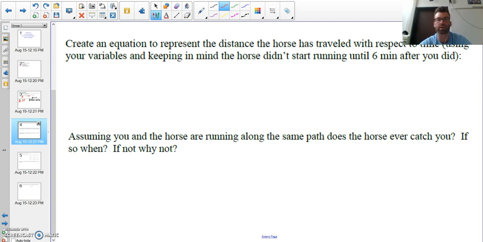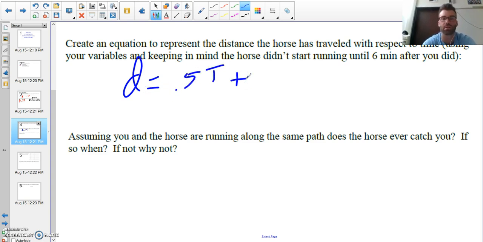All right, so I'm going to kind of walk you through this one because I believe it can be a little bit complicated. So I know that the horse traveled 0.5 kilometers per minute. So there's this distance equals 0.5 kilometers per minute, and plus some value, I'm just going to call it x. All right, because the horse started running 6 minutes after you did, I have to take that into account. Well, how am I going to take that into account? Well, if it started running 6 minutes after I did, it hasn't traveled any distance at all. So my distance would be 0.